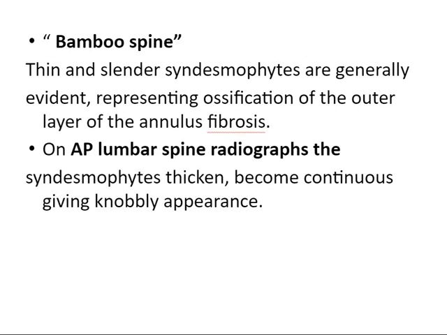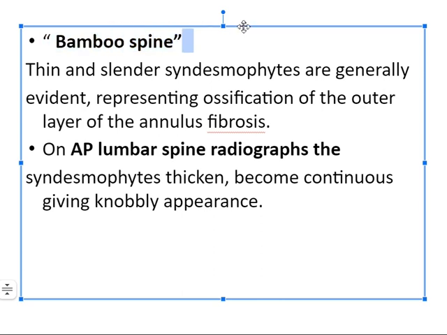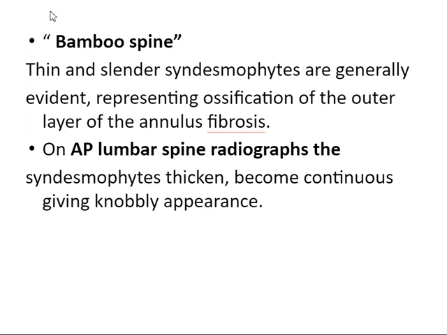And also, another important feature is bamboo spine. It is characteristic of ankylosing spondylitis. This is the most important point you have to remember. Thin and slender syndesmophytes are generally evident, representing ossification of the outer layer of the annulus fibrosus. These are generally marginal in ankylosing spondylitis. Remember this, these are generally marginal. On AP lumbar spine radiographs, the syndesmophytes thicken and become continuous, giving a knobbly appearance.